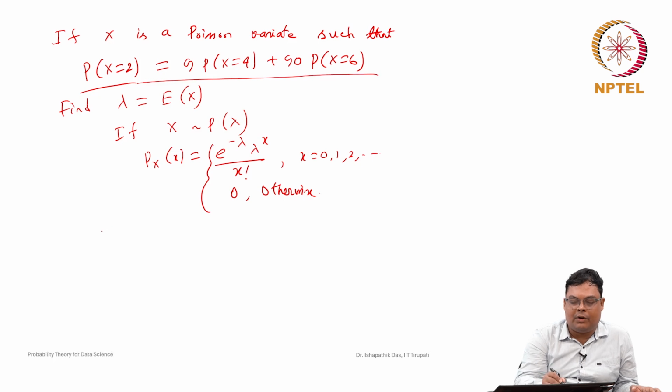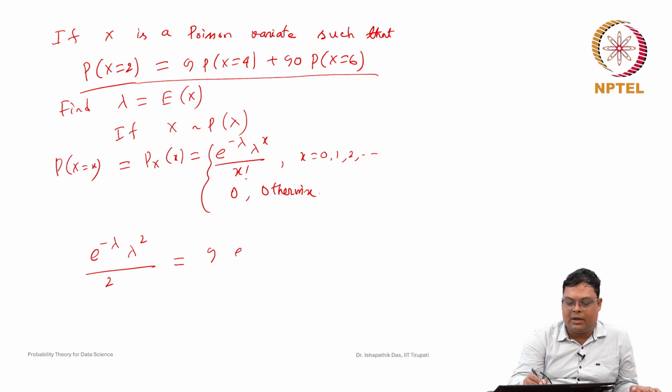So, we can find the probability of x equal to 2. Directly putting x equal to 2, we get e to the power of minus lambda, lambda squared by 2 factorial, which is equal to 9 into the probability of x equal to 4, that is e to the power of minus lambda, lambda to the power 4 by 4 factorial, plus 90 into the probability that x is equal to 6, which is e to the power of minus lambda, lambda to the power 6 by 6 factorial.